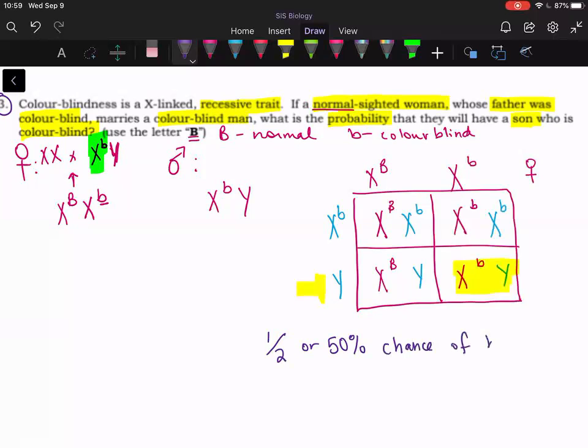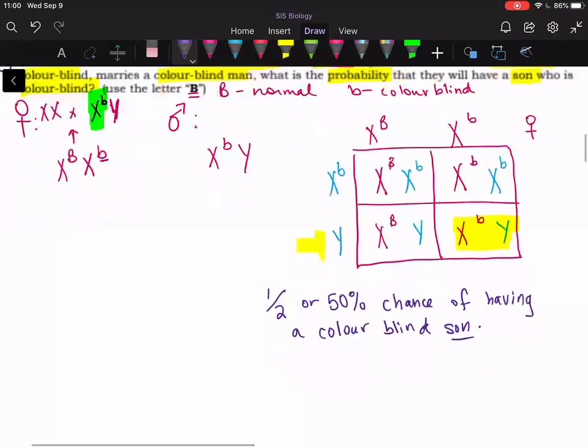of having a colorblind son. If it was asking for colorblind child, then you would use the 4, but because it's asking for colorblind son, we are only looking at the two possibilities. So in this case, it's 1 out of 2 or 50% chance of having a colorblind son.